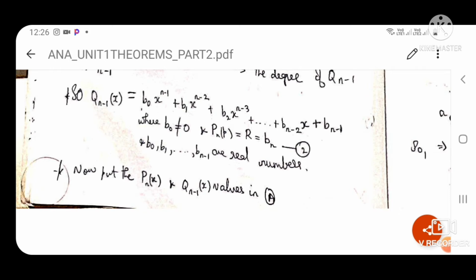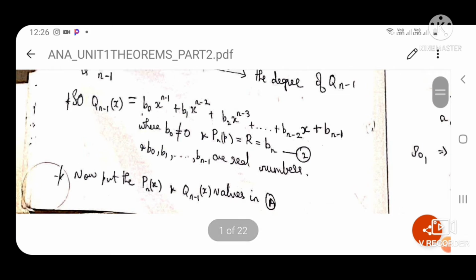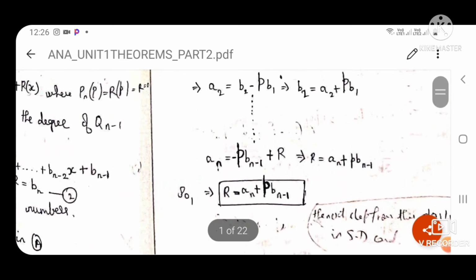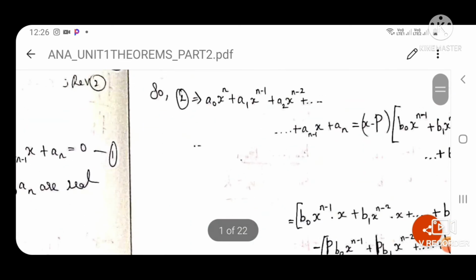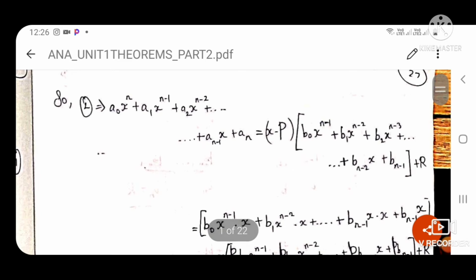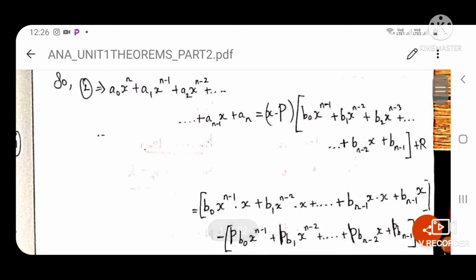Basically in the next step, we're just going to put the Pn of x values and Qn minus 1 of x values in equation A. I've marked equation A. So basically you just put these values. It's not much of a task. And we come to the other part of the derivation. Now, equation 2 basically implies this, alright? So that's what we got: x minus p into this particular polynomial plus r.